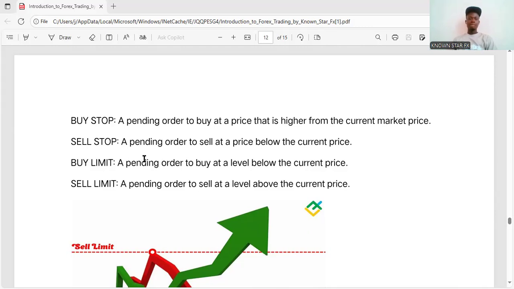Now, talking about buy limit, a pending order to buy at a level below the current price.